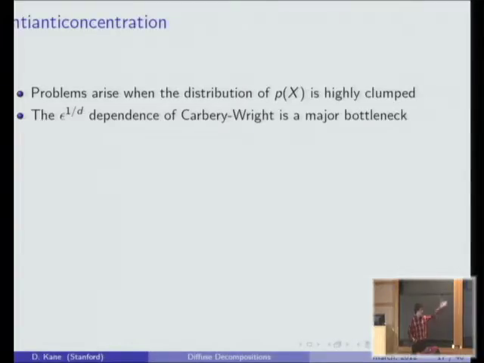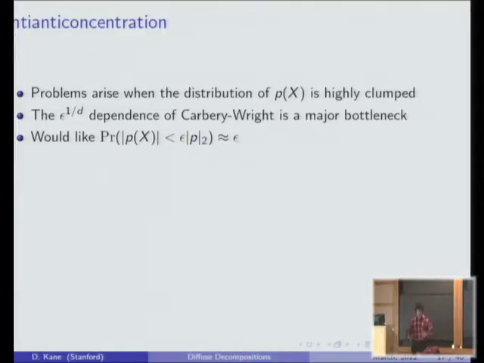And in particular, this epsilon to the 1 over d dependence that we saw in Carbery-Wright is actually a major bottleneck. In fact, we saw this dependence show up exactly in our analysis using the anti-concentration method, and this sort of problem is exactly what is preventing us from proving a better invariance principle. And so what we'd like to do, ideally, is just replace Carbery-Wright with something better.